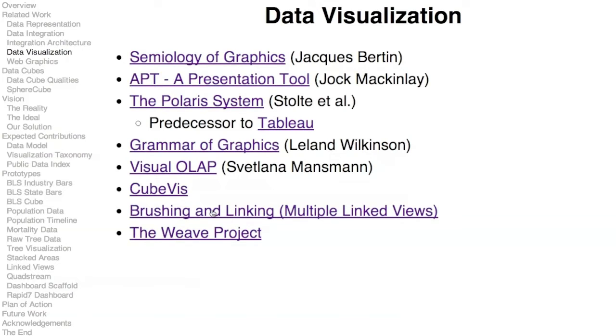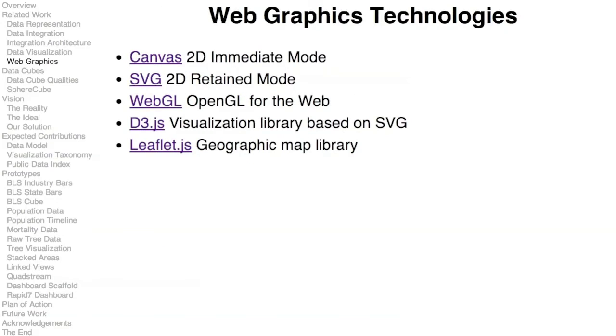Brushing and linking means an interaction in one visualization has some kind of impact in another visualization or many other visualizations. And with data cubes, you can use one visualization to define slices in another. And the Weave project is also related. That's the project by the IVPR lab using Flash, visualizing data tables and doing many other things. It's a wonderful project. I want to talk also about web graphics technologies because this is what I'm building on.